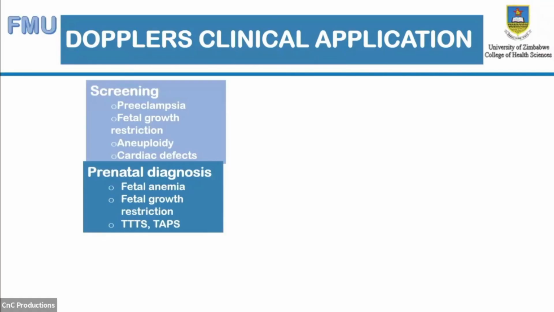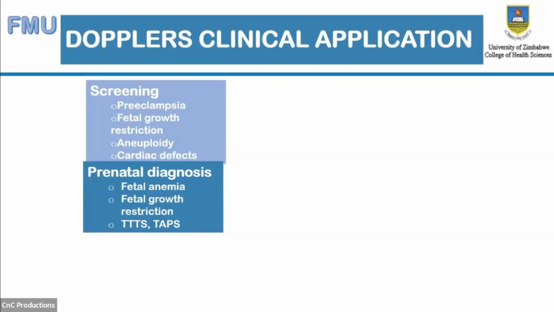So what are the clinical applications of Dopplers? I think it has already been alluded to that in the first trimester, we use Dopplers to screen for preeclampsia using the uterine arteries. Then we also use the Dopplers in combination with the other tests which were mentioned. Then we also use them for fetal growth restriction screening, which is done in the first trimester, and some remedial actions can be employed, like the aspirin, which was talked about.